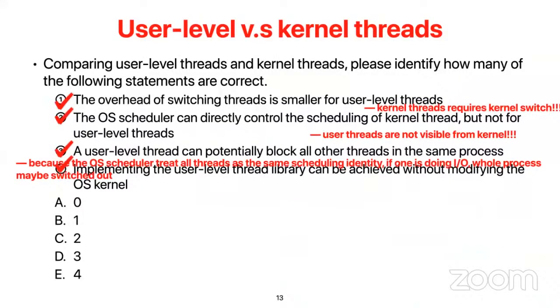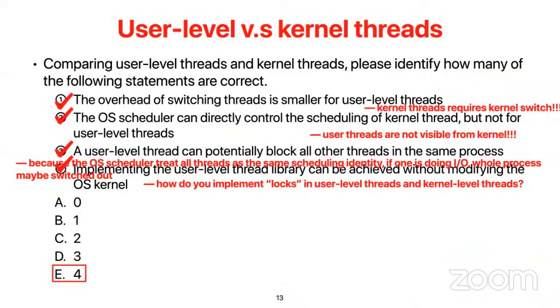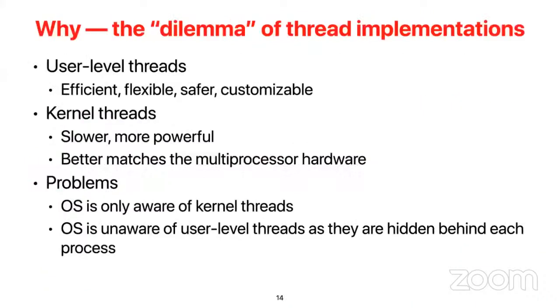But how do we resolve the dilemma? As we can see, both of them have their pros and cons. The user level thread is efficient and customizable because everything is in user space. You don't have to modify the kernel. However, kernel threads better match the multiprocessor hardware, and you have more powerful features provided by your kernel. But because every time you need to switch or request the creation of a thread you have to go through the kernel, it's slower.